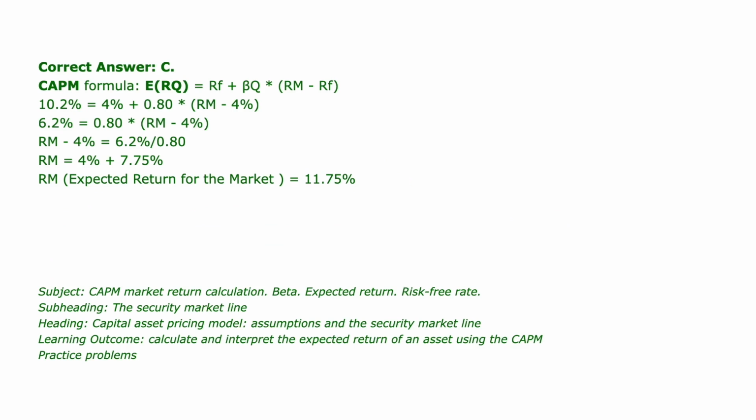Market risk premium equals 7.75%. Expected market return equals 4% plus 7.75%, which equals 11.75%. Standard deviations for all securities are irrelevant. Only the beta of security Q matters for this calculation.